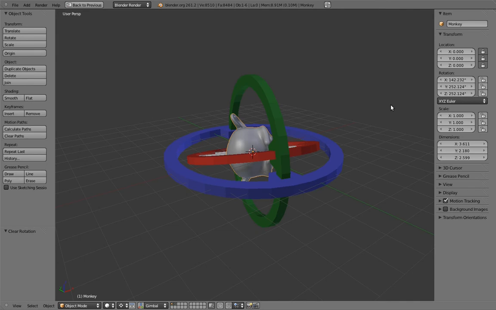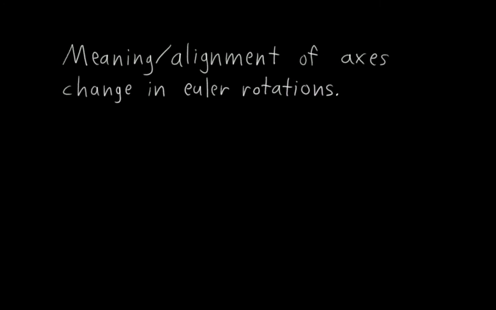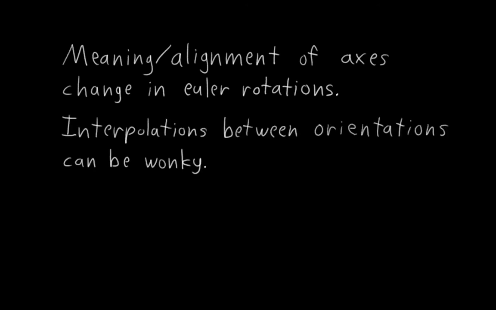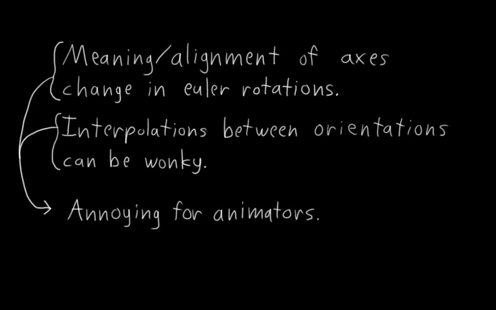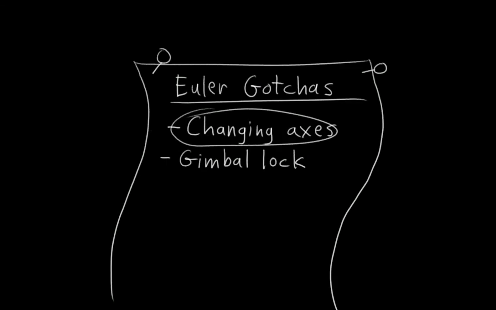Anyway, the point of all this is that the meaning, or alignment, of the axes changes in Euler rotations, so it's not as straightforward as a lot of people think. And these changing axes also mean that interpolation between different orientations can be kinda wonky sometimes, which can be annoying for animators to deal with. So, that's the first gotcha.